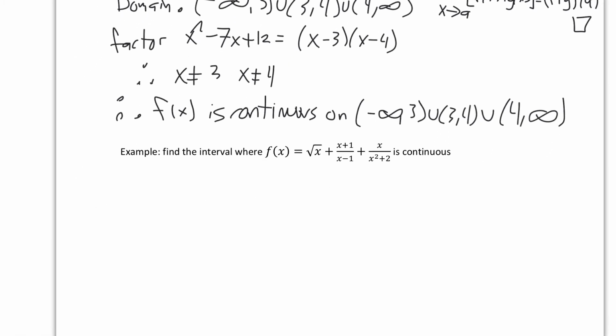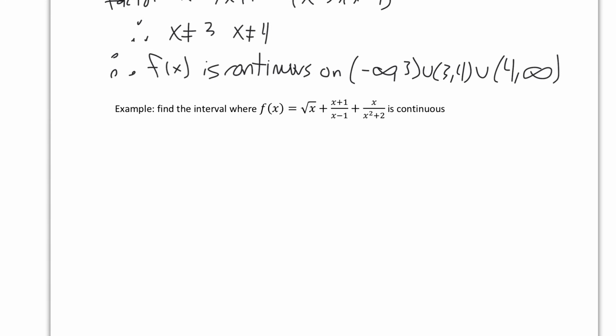All right, let's go ahead and find the interval where this function is continuous. Again, we need to find the domain, and there's actually 3 functions. There's this one, and this one. So we're going to find the domain of each function on its own. So let's do root x domain. Hopefully you remember from pre-cal, for square root function, it's defined for all positive numbers and 0.